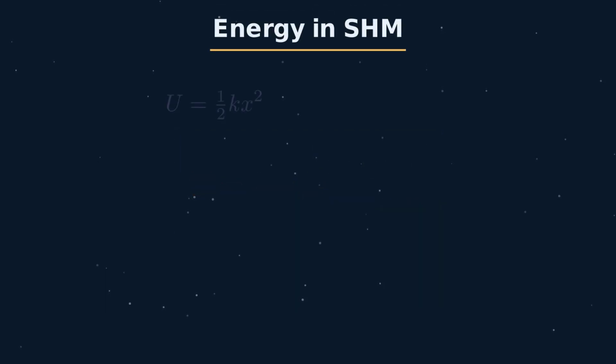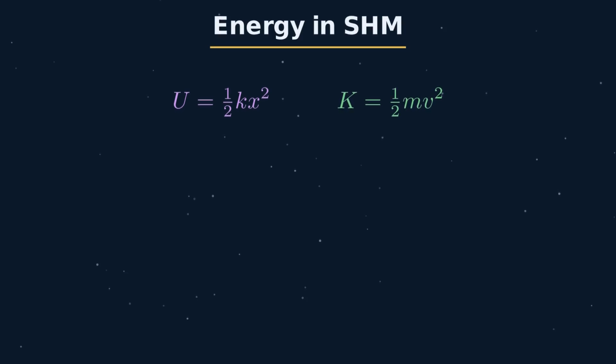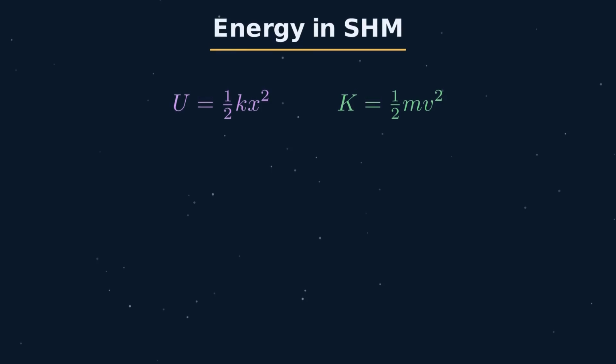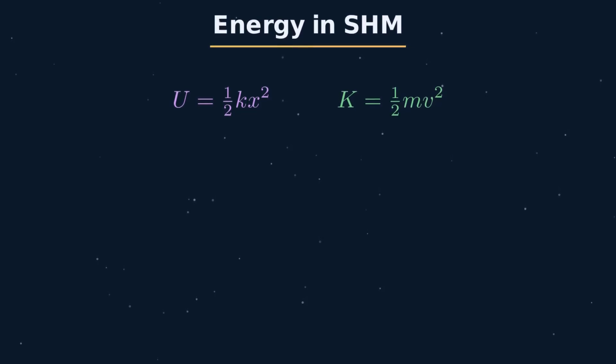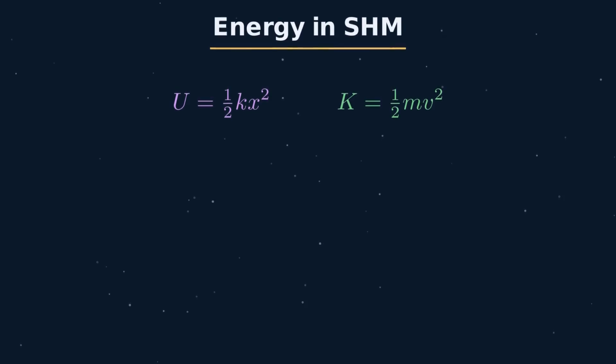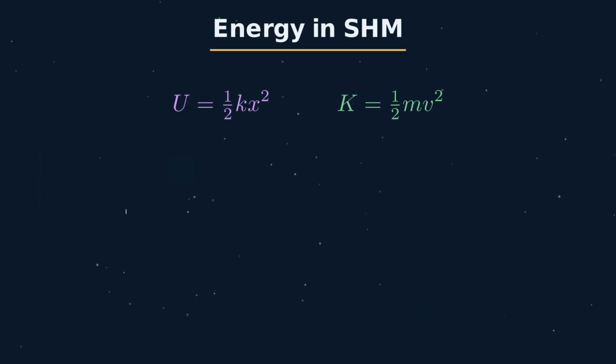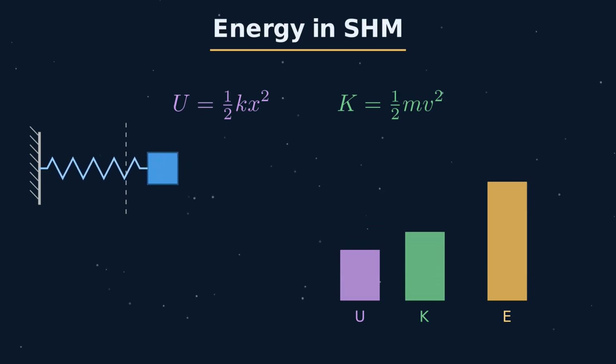As the block oscillates, energy never leaves, it just changes form. The spring stores potential energy, 1/2 k x squared. The moving block carries kinetic energy, 1/2 m v squared. Watch the two stores trade places.